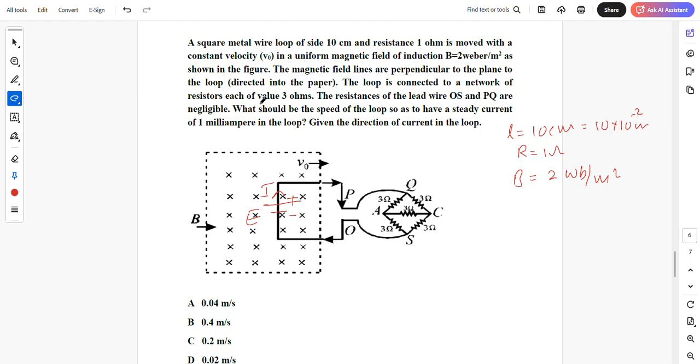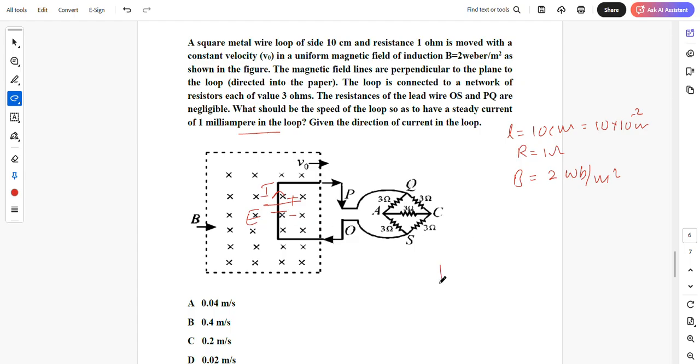The loop is connected to a network of resistors, each of value 3 ohms. The resistance of the lead wires OS and OP are negligible. What should be the speed of the loop so as to have a steady current of 1 milliampere in the loop?